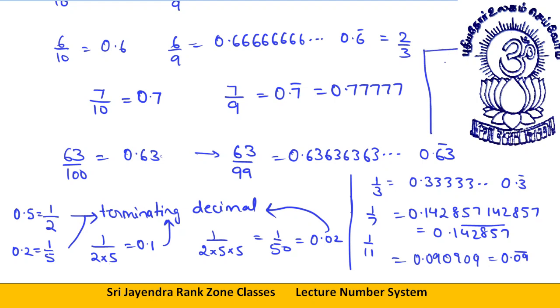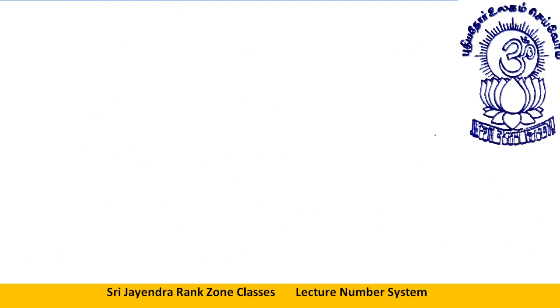One more small thing, even if I write now 1 by 6, 1 by 6 is what? 1 by 2 into 3. If you get anything other than 2 or 5, you will get a non-terminating decimal like this. So that will be 0.16 bar. One thing I have told you. Now, dear students, let's move to the other thing.